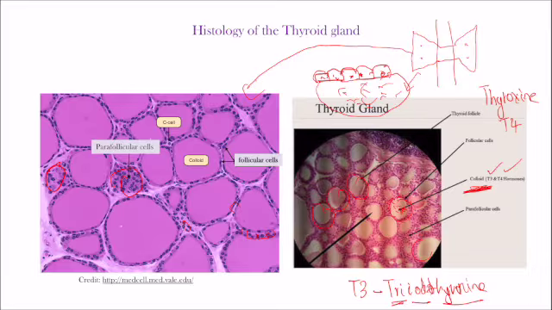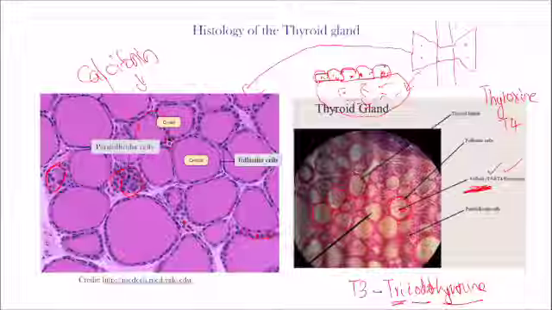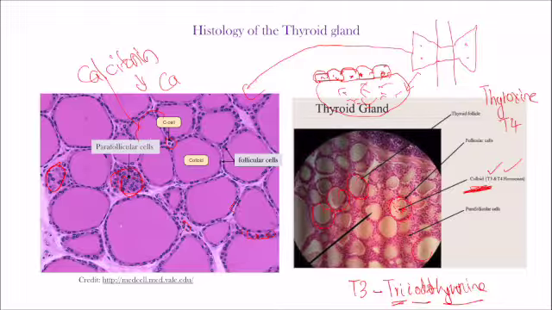Then between these follicles you see the parafollicular cells. They are also called C cells. Over here you can see they are the same thing, C cells or parafollicular cells. They secrete calcitonin, and what they do is lower the blood calcium level. Calcium level is lowered by this.